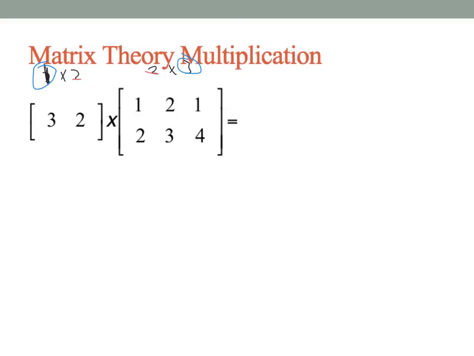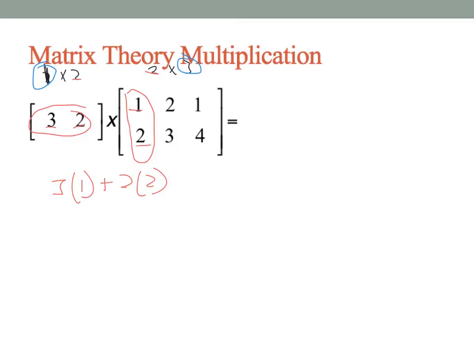Let's see. So what we need to do is take the first matrix. We're going to go horizontal with this. So if we say 3 and 2, we'll line up with 1 and 2. Okay, we're going to do that first. So 3 times 1, plus 2 times 2. Okay, that's going to give us the first number.